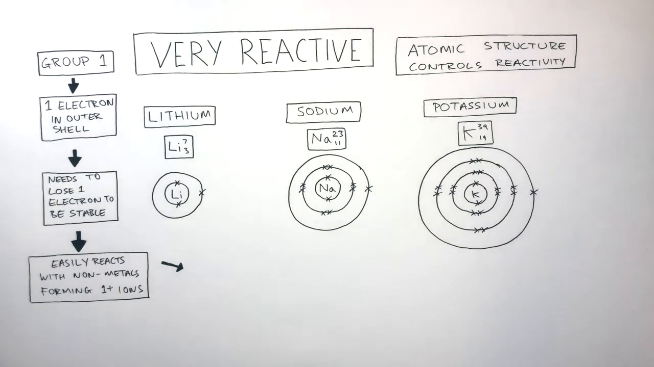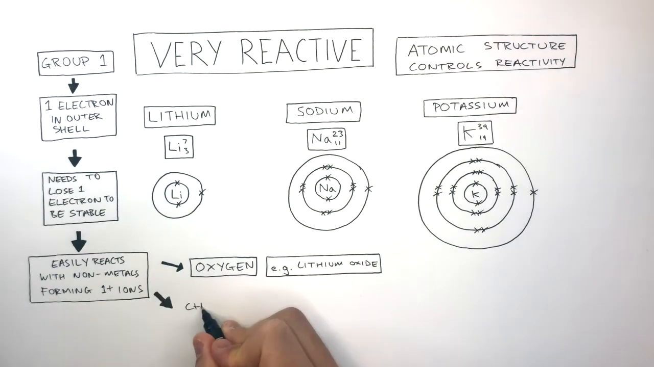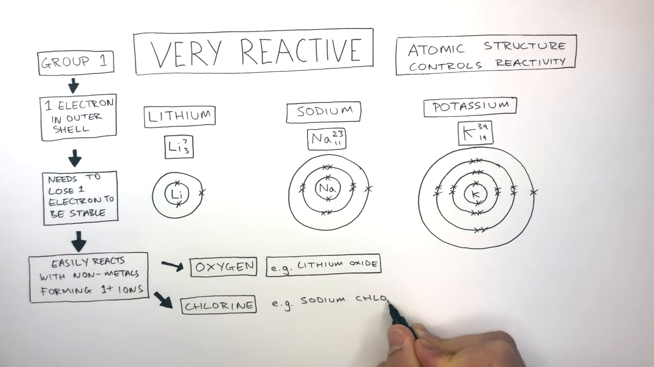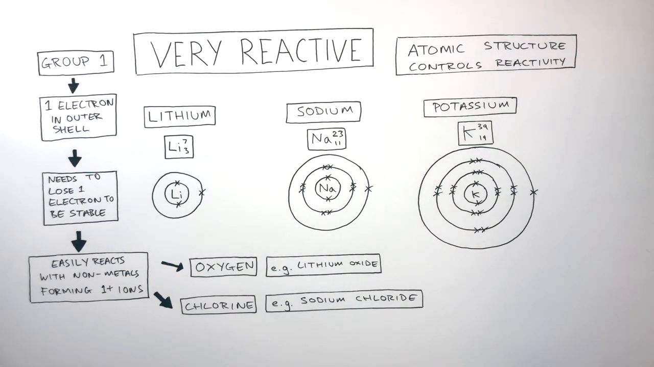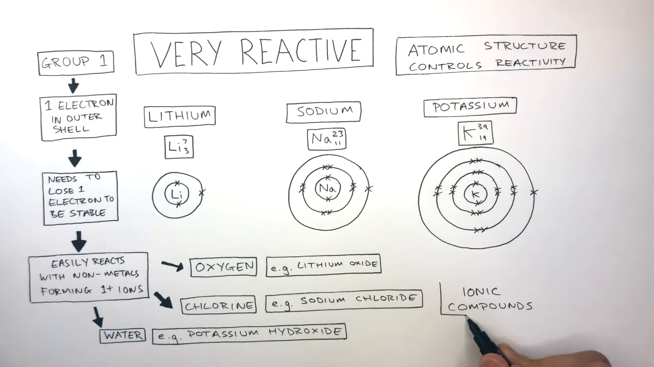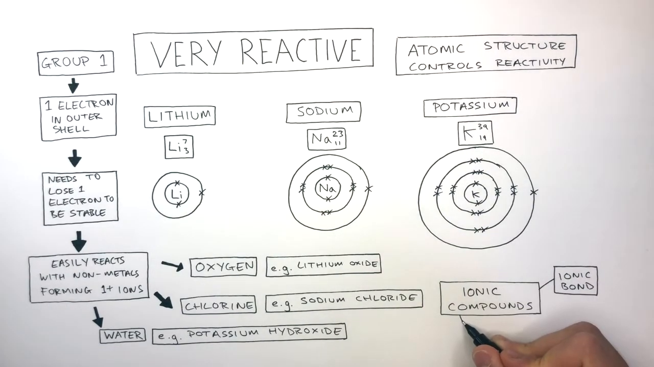Alkali metals react with oxygen, forming oxides, for example, lithium oxide. Alkali metals also react with chlorine, forming metal chlorides, for example, sodium chloride. And alkali metals easily react with water, forming metal hydroxides, for example, potassium hydroxide. Remember, because a metal has reacted with a nonmetal, ionic compounds are formed. These have ionic bonds, and overall the structure is a giant ionic lattice structure.